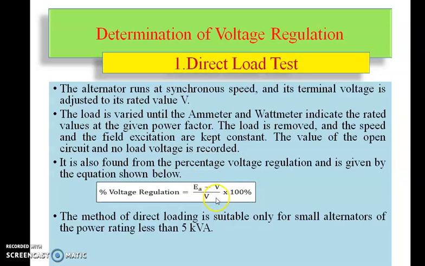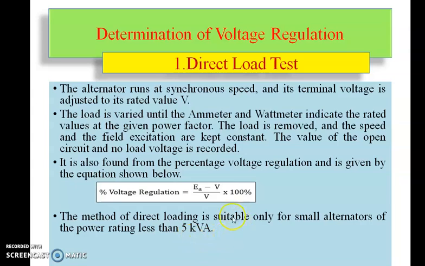So simply, measure the terminal voltage once at full load and once after removing the load. In that case we get the voltage regulation equal to EA minus V divided by V into 100. That is the percentage regulation we can find out. This method is basically suitable only for small alternators with a power rating of less than 5 kVA.